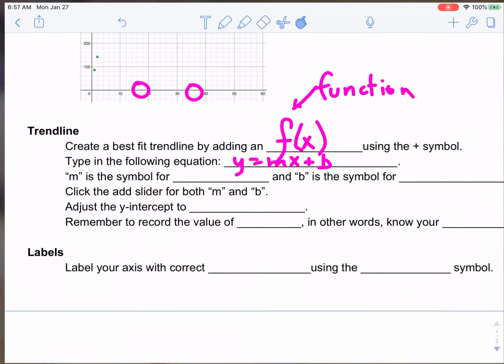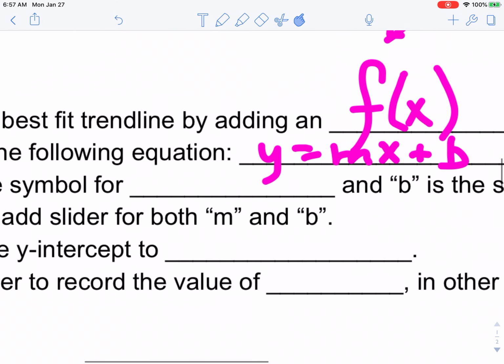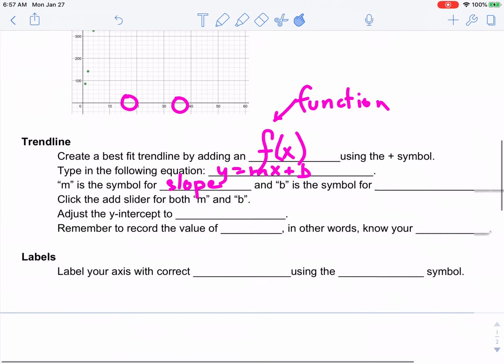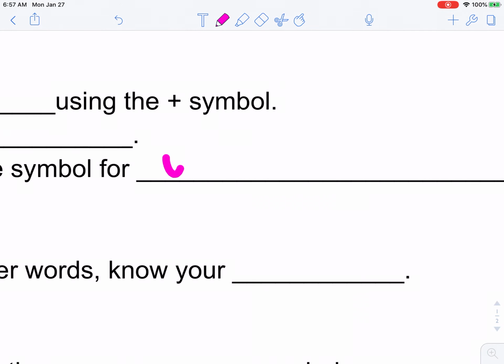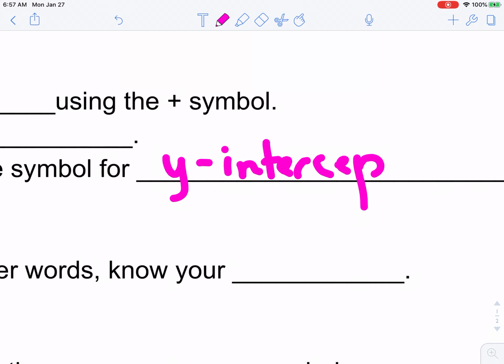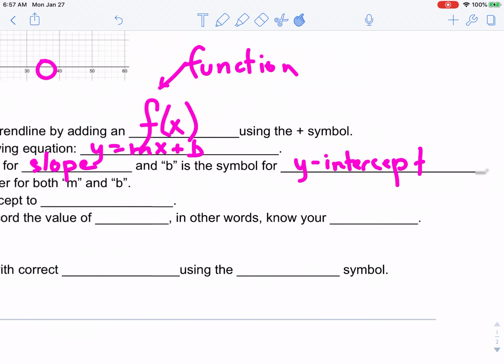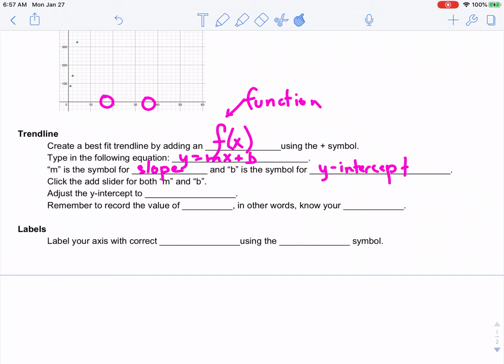So let's see, do we have anything here? M is the symbol for slope, you guys know that piece. And b is the symbol for the y-intercept. Some of you guys call this the starting point, the growth in the starting point. I think y-intercept is a little bit more appropriate because in some cases your graph isn't growing, and in other cases, I don't know, maybe it's not starting at the y-intercept. Maybe there's negative numbers. Who knows?